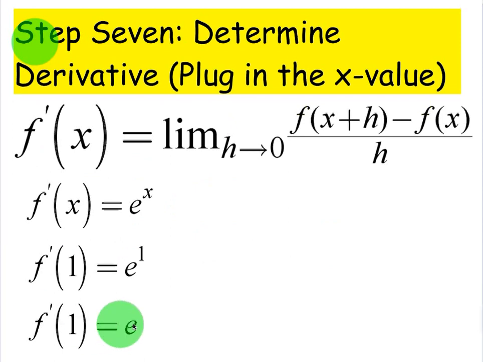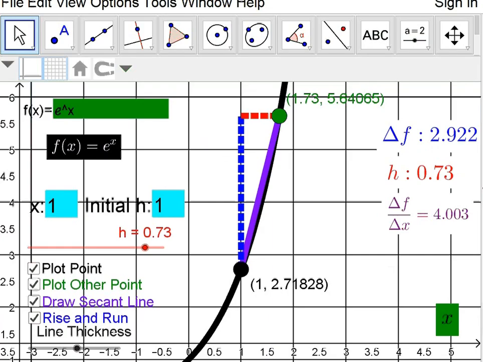Now we're going to take a look at this graph, and we're going to see exactly why this is. So in other words, the slope of the tangent line at 1 should be about 2.718, which is the same as its function value. If you plug in 1 for x in e to the x, you also get 2.718. Again, that's the only function I know that does that.